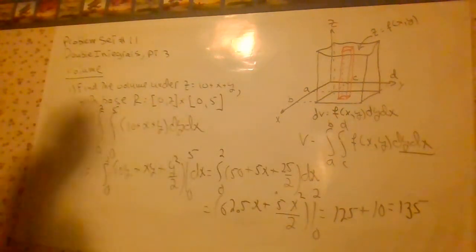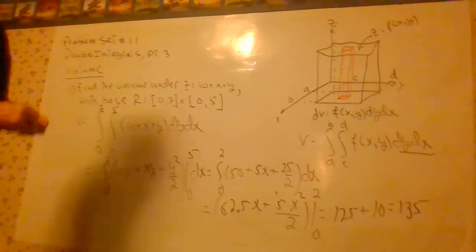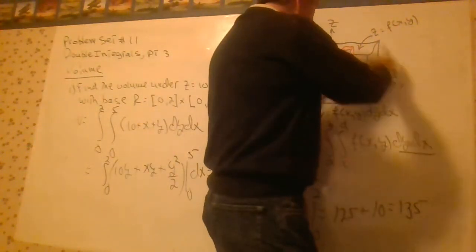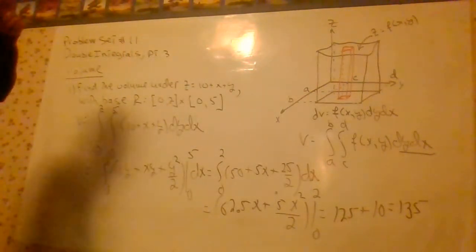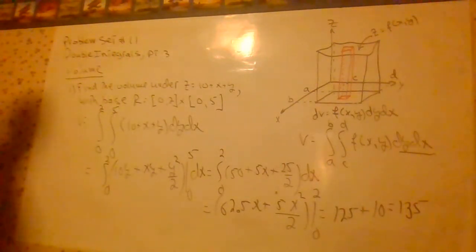This is math class, so we don't use units. But it'd be cubic whatever. If the xyz were meters, that would be cubic meters. So simple as that. We don't have to get any more complicated.